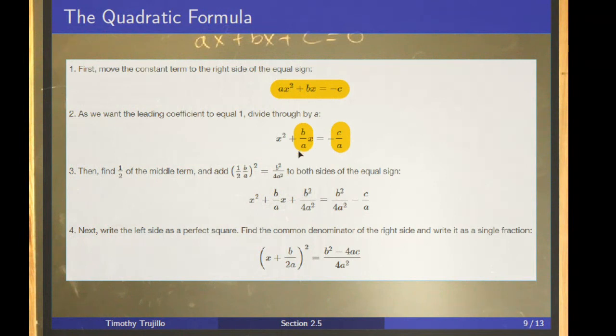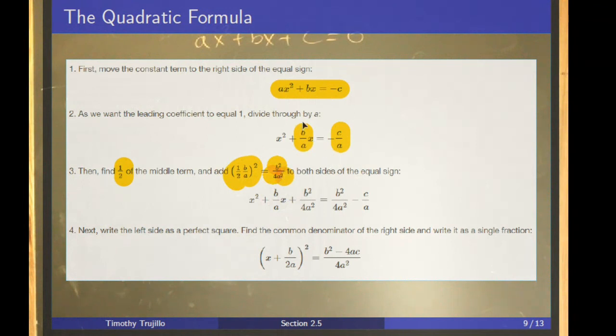Okay, and then now we can take whatever's next to the x, multiply it by a half, and then square it, okay? And what was next to the x? It was b over a. So here we get b over a times a half squared. And when you square the top, you get b squared. When you square the bottom, you get 4a squared. So this is the term that completes the square.